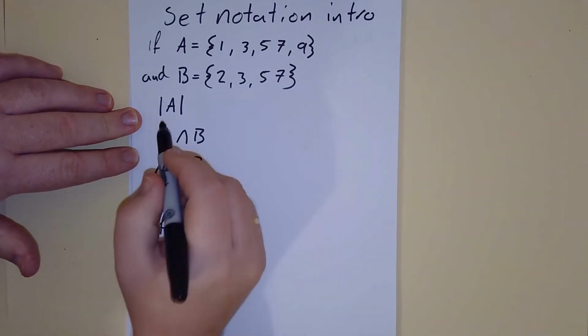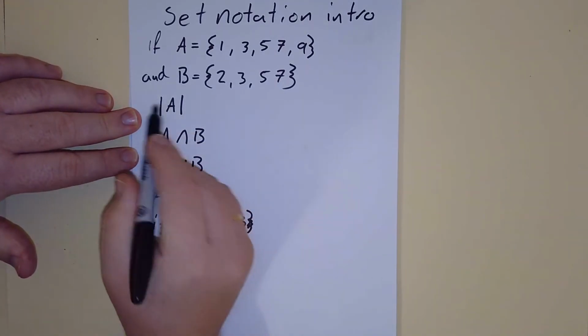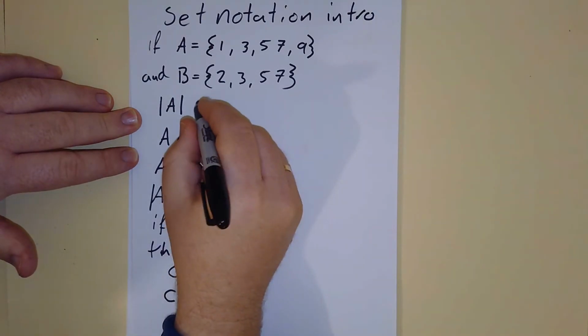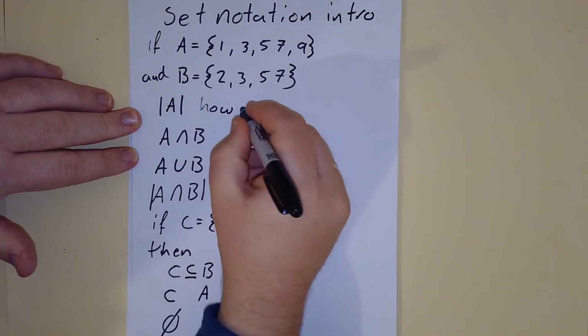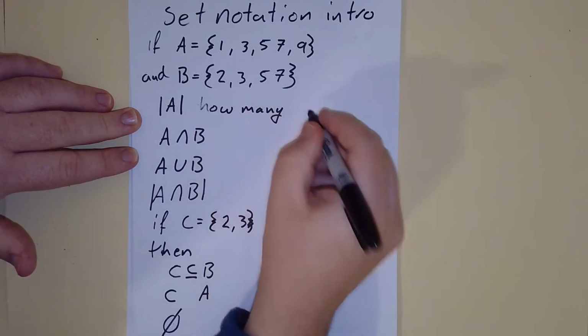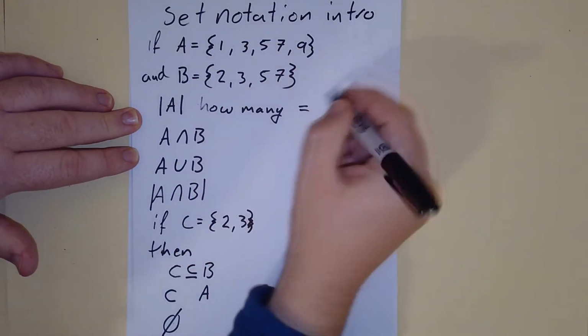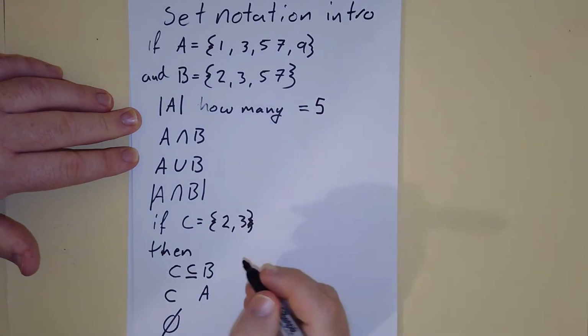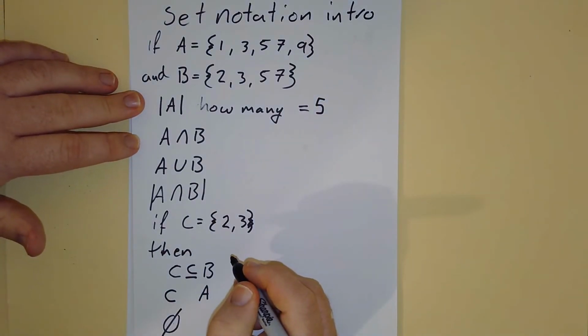Okay, so if I put the lines on either side, that's asking you how many things are there in that set. So in this case, there's 1, 2, 3, 4, 5. The size of A is 5.